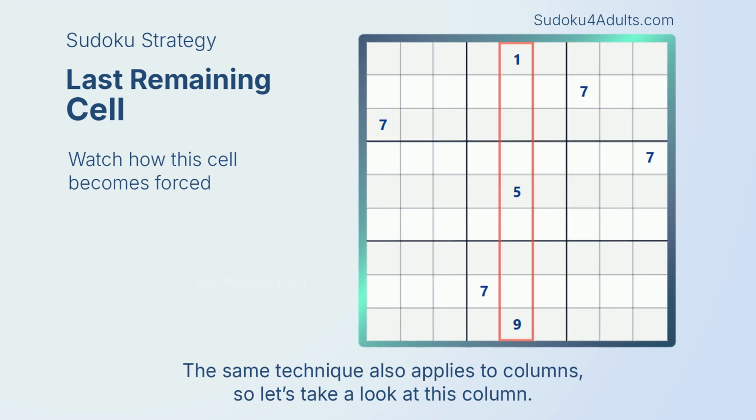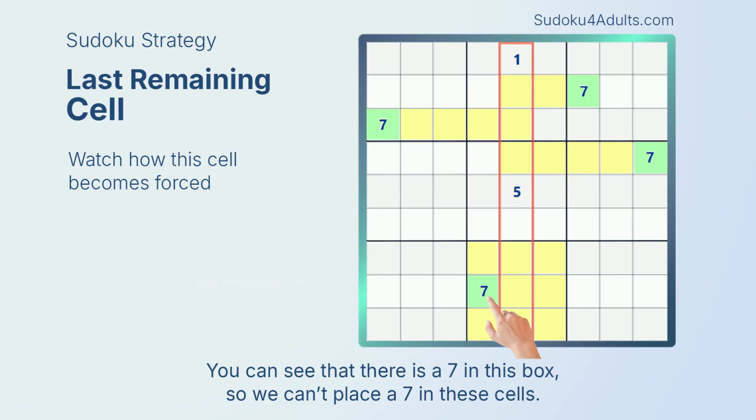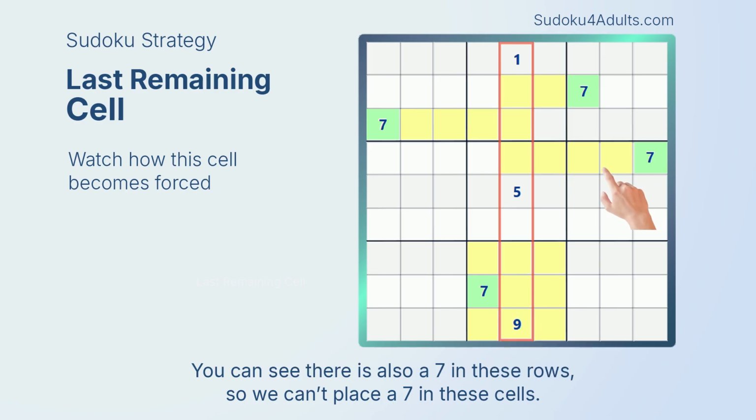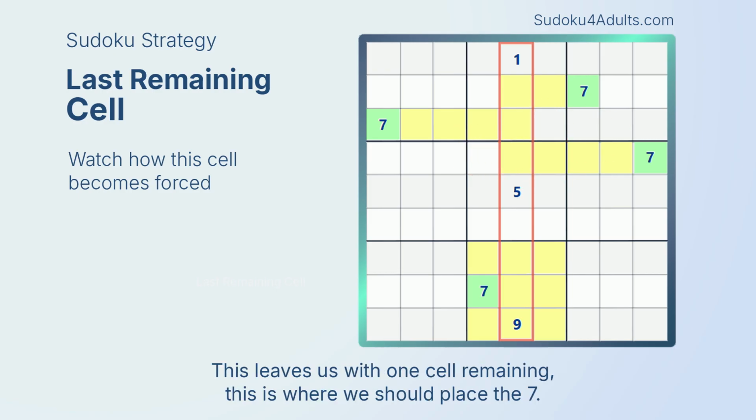The same technique also applies to columns, so let's take a look at this column. You can see that there is a 7 in this box, so we can't place a 7 in these cells. You can see there is also a 7 in these rows, so we can't place a 7 in these cells. This leaves us with one cell remaining. This is where we should place the 7.